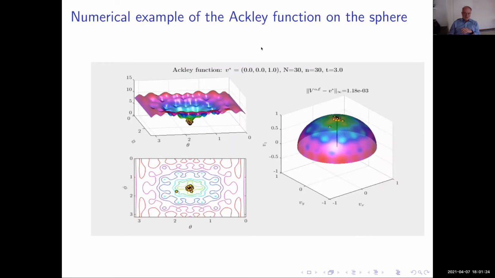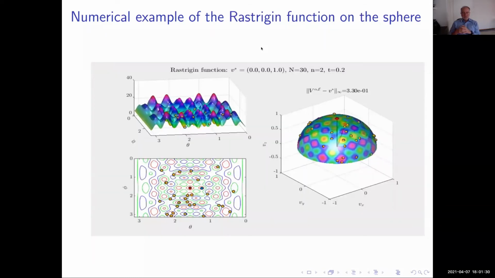But this is a function where the global minimizer is particularly pronounced with respect to the others. But if you use functions that may have multiple local minimizers that are very, very close to the global minimizer, nevertheless the method is able to find the global minimizer without too much difficulty, at least in moderate dimension.